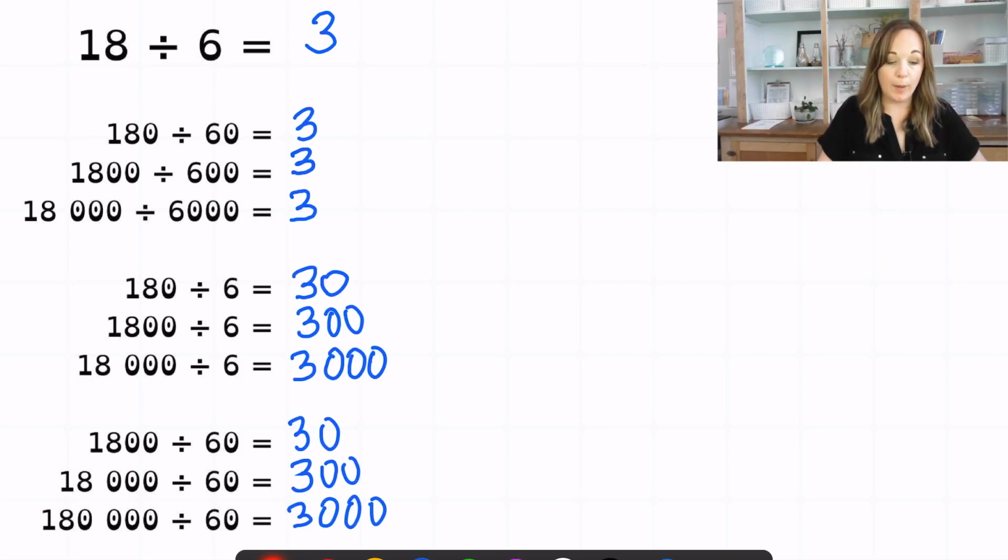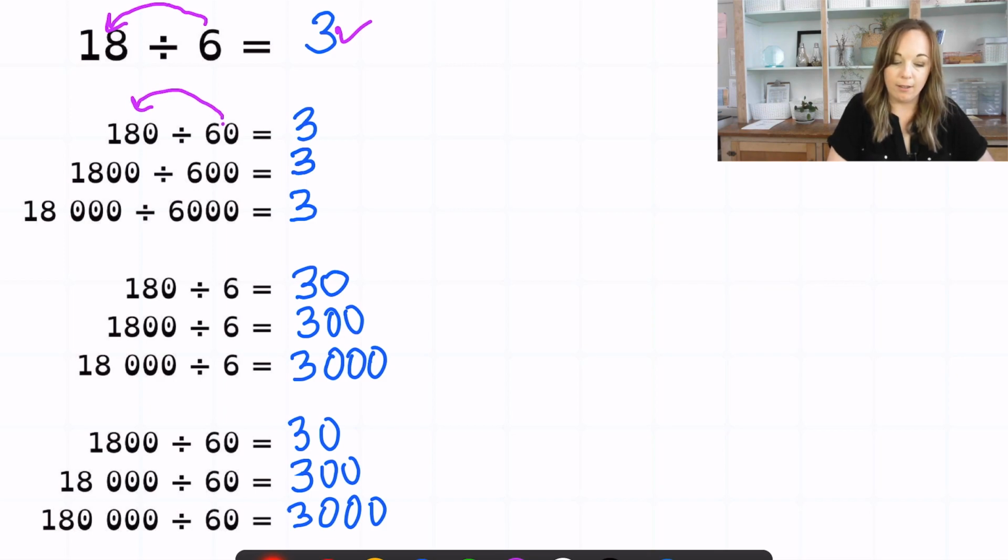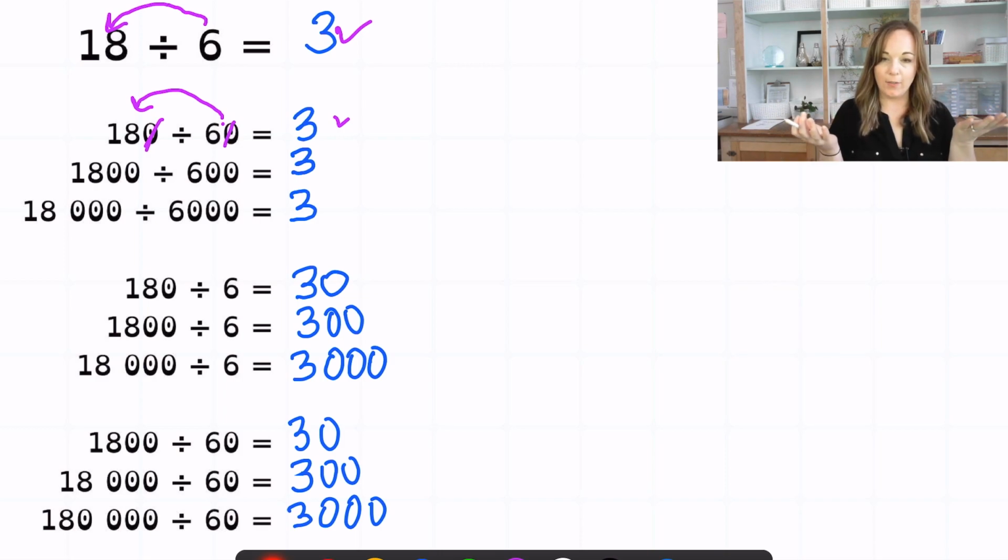Okay, so we can see similar patterns here. 18 divided by 6 is 3, and those same digits are common in all of these questions. But we've got some zeros in there, so we need to figure out how to account for the zeros that are in the question side to the zeros that are on the answer side. So in 18 divided by 6, we are asking how many 6's are in 18? There are 3. In the next question, we're asking how many 60's are in 180? Still 3. And you'll notice they each have a 0. So if you eliminate 1 zero from each side, you're back to the question 18 divided by 6, because those are equivalent questions.